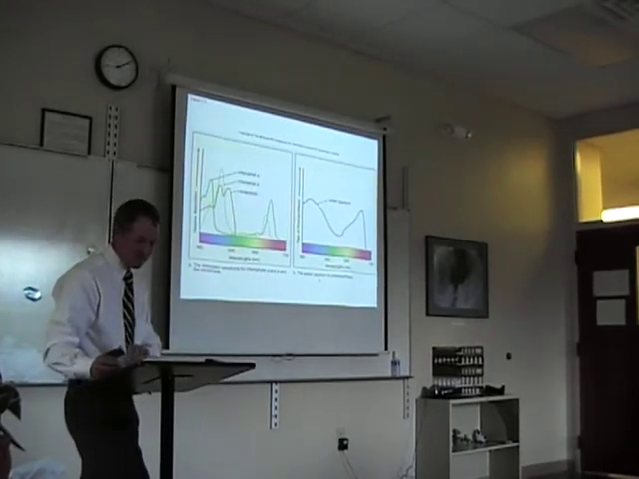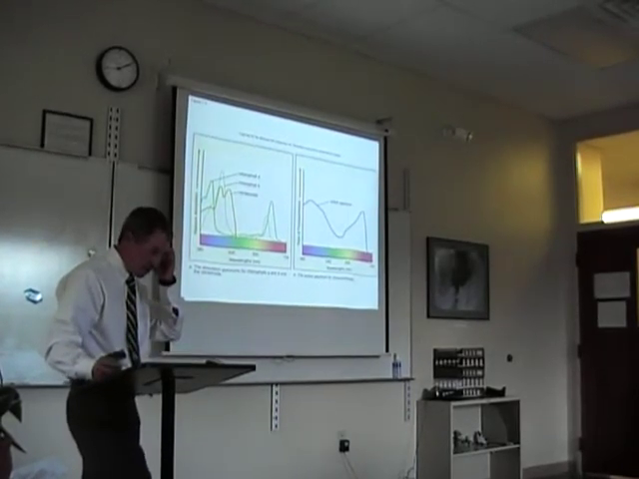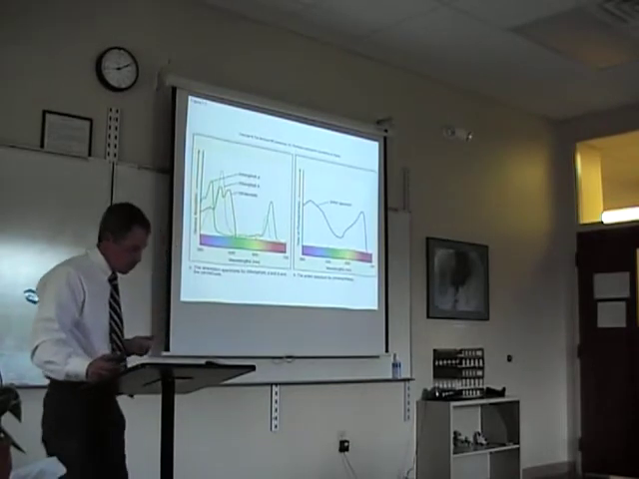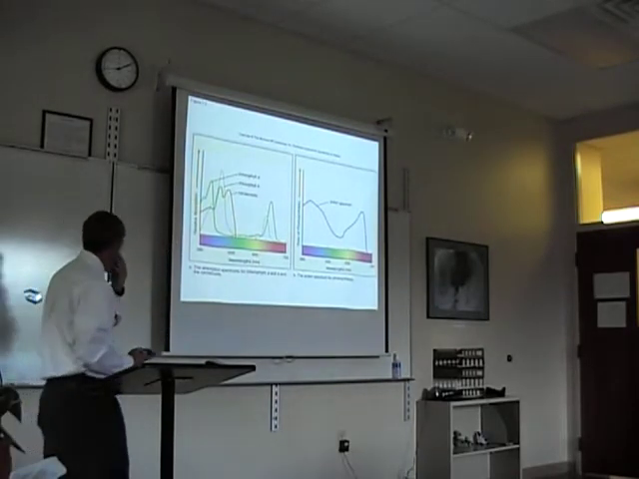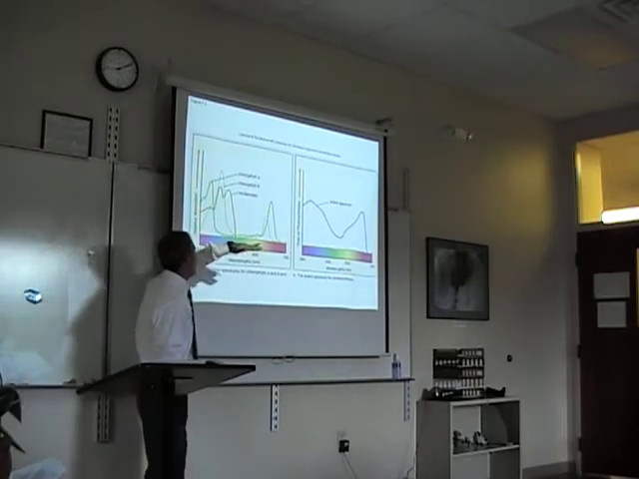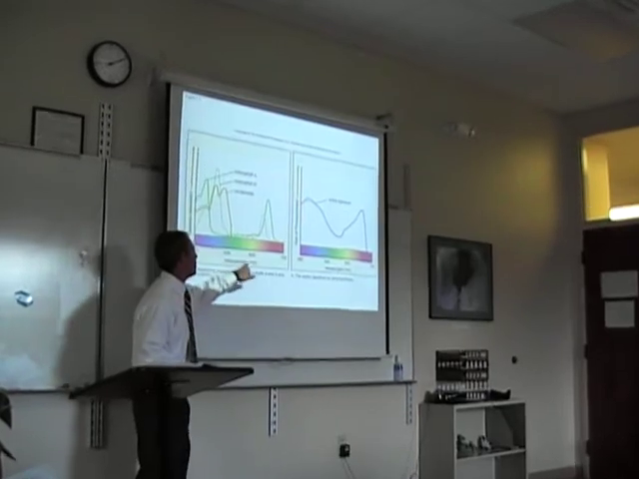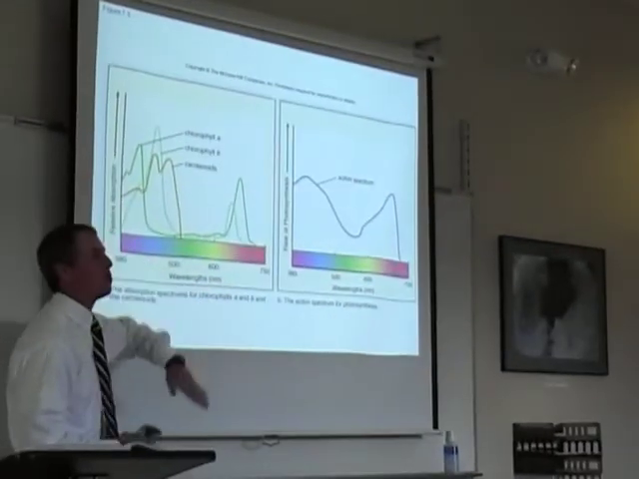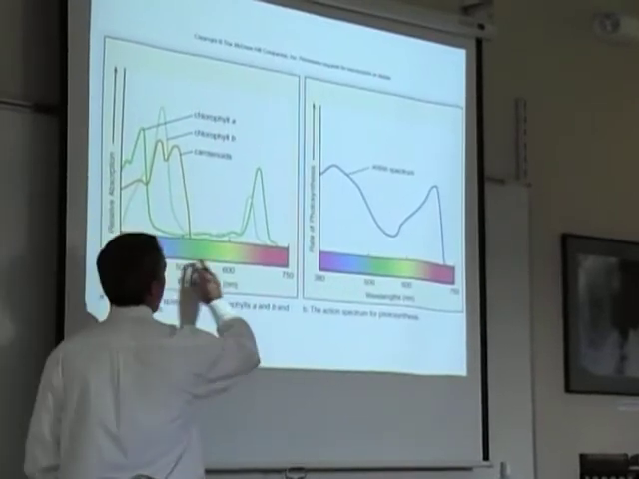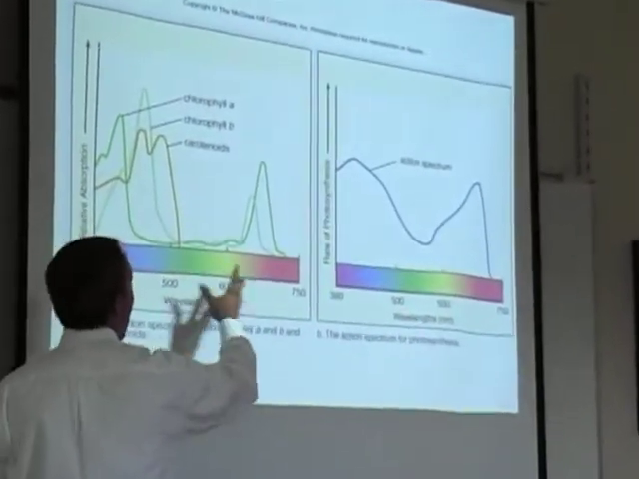So you need to know all that stuff. Page 118 shows these graphs here. On the x-axis is the wavelength. Remember, the x-axis is what the scientists can control. And the scientists can shine different wavelengths of light at a plant.